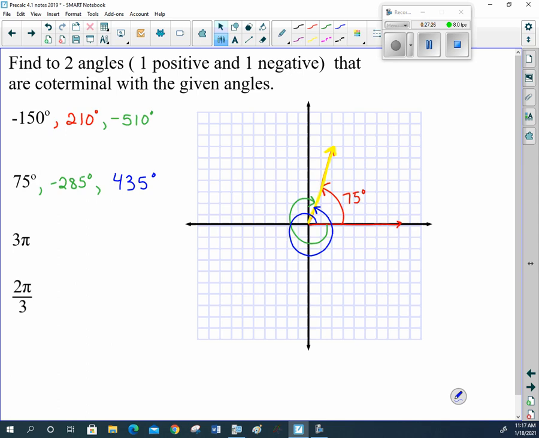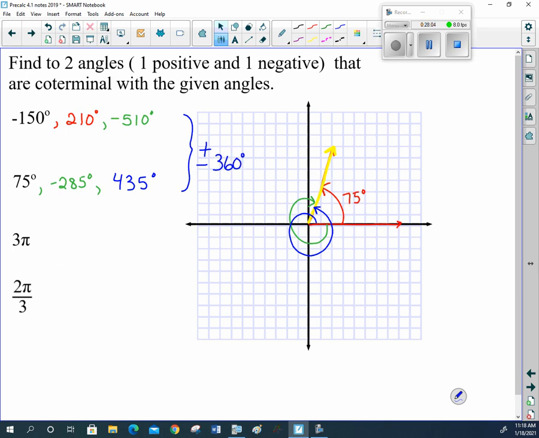Okay, so basically what was I doing with those two, negative 150 and 75, when I was trying to figure out coterminal angles? Basically, I'm either adding or subtracting 360 degrees. That's basically what we did. We added or subtracted 360. If you take a negative 150 and you add 360, that gives you 210. If you take a negative 150 and you subtract 360, it gives you a negative 510. So when you're trying to find coterminal angles, you're basically adding and subtracting 360 degrees to figure out what they are.